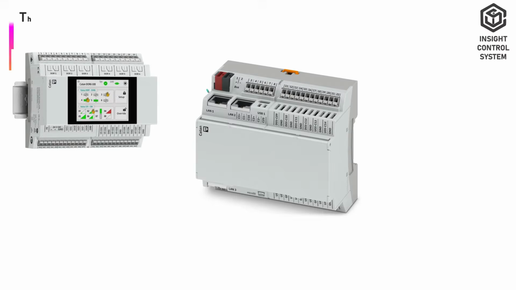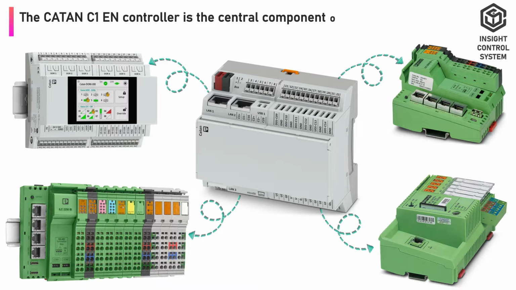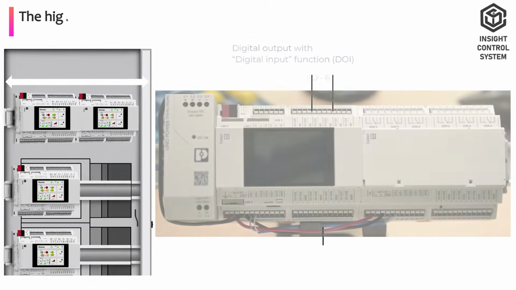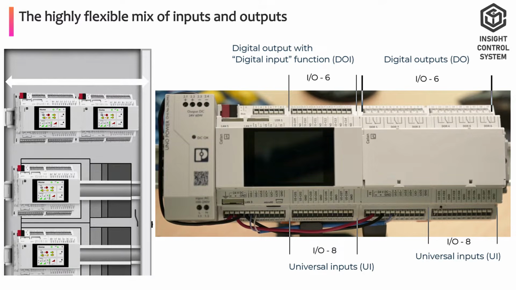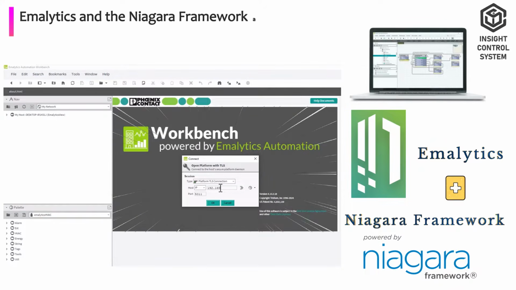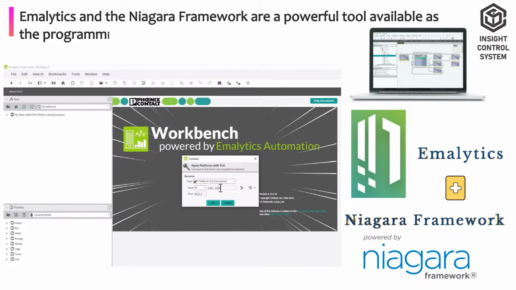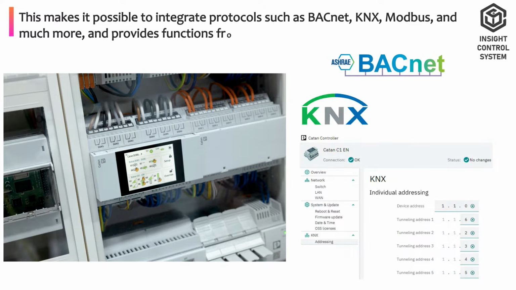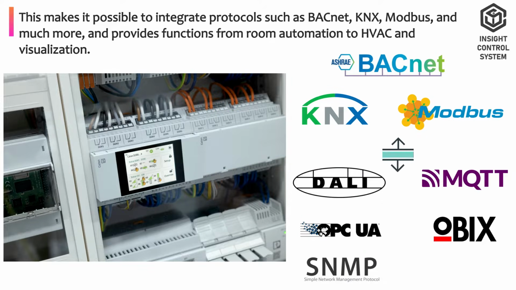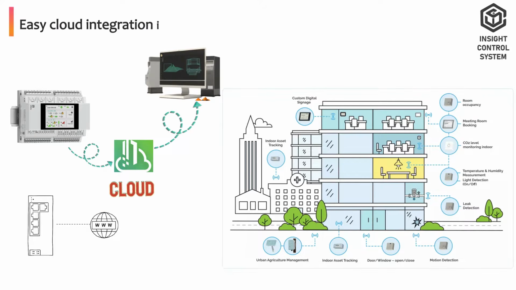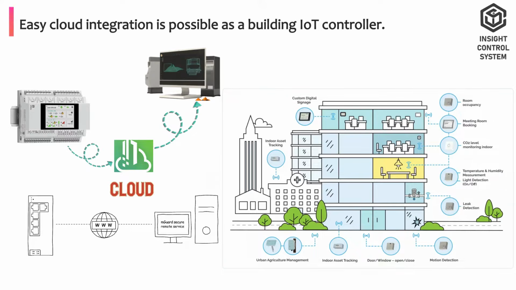Device overview. The CATAN C1 EN controller is the central component of the CATAN product family for building and room automation. The highly flexible mix of inputs and outputs leads to further space and cost savings. Analytics and the Niagara framework are a powerful tool available as the programming environment. This makes it possible to integrate protocols such as BACnet, KNX, Modbus, and much more, and provides functions from room automation to HVAC and visualization. Easy cloud integration is possible as a building IoT controller.